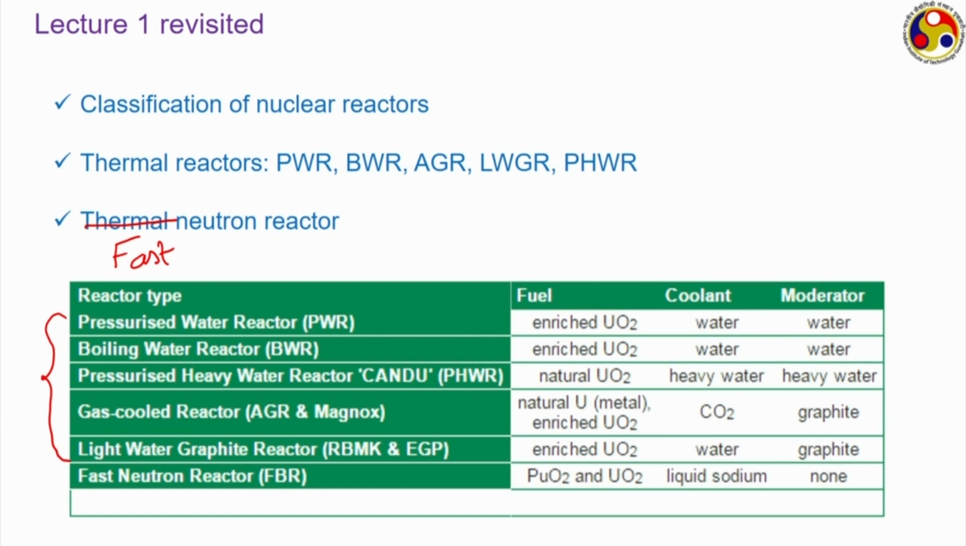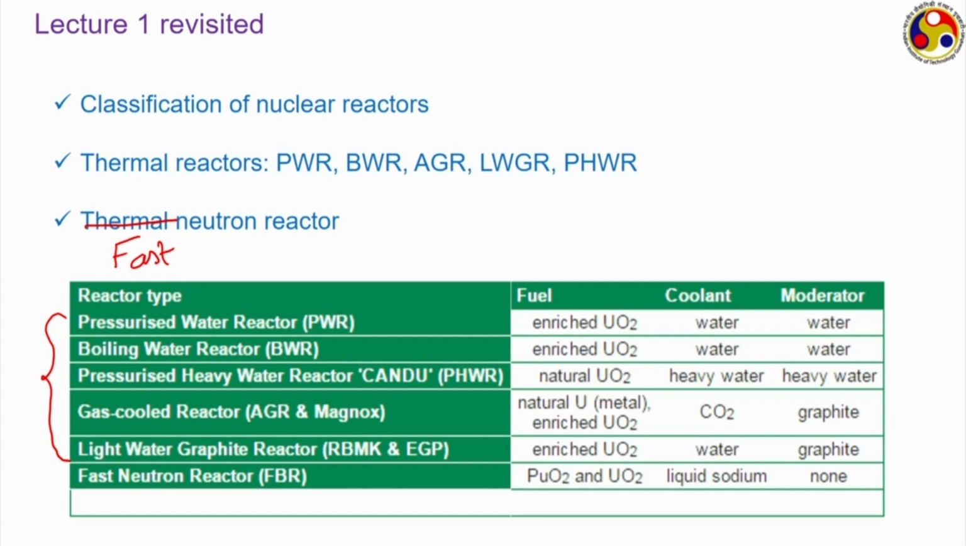And out of these, PHWR is the only one which uses natural uranium, generally oxide or some other compounds of uranium. Gas cooled reactors generally use enriched uranium. In certain very rare cases they may use natural uranium, but that is uncommon. All others use enriched uranium. In fact, fast neutron reactors can use both uranium oxide and plutonium oxide, and here the enrichment level can be quite high, 10% or even higher. So, the fuel used in fast neutron reactors can be quite costly.